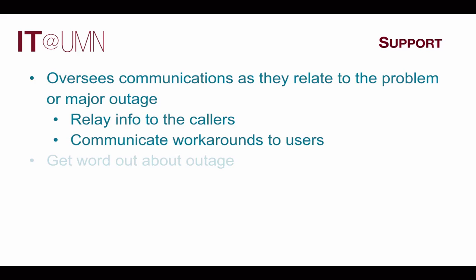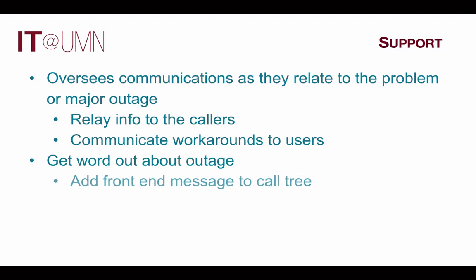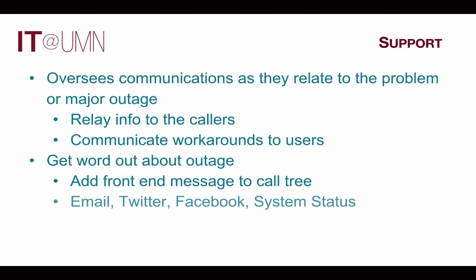We may also need to use other mitigation strategies to manage the volume of contacts we are receiving, such as adding a front-end message to our call tree. That way callers are aware of the outage before they wait on hold for an extended period of time. We can also get the word out by sending emails to communities such as the wider IT audience on campus, posting to Facebook, posting to Twitter, and of course posting to system status, which is done automatically by creating an outage for the problem.